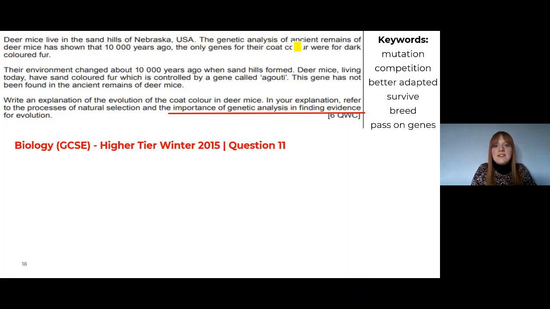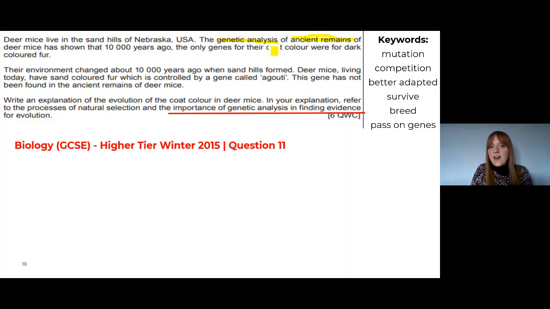The genetic analysis, so we got some keywords here. So genetic analysis, what does that mean? Well, what we're talking about then is we're comparing the DNA of the ancient remains. So we're looking at the deer mice, the ancient remains of the deer mice, and we're looking at their DNA, okay? And we can analyze them. So these were deer mice that lived around 10,000 years ago.